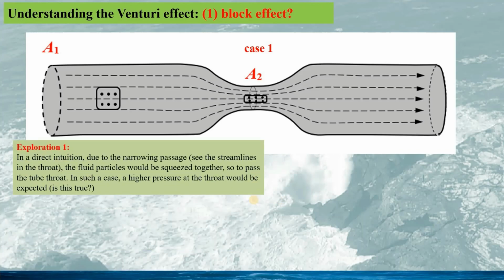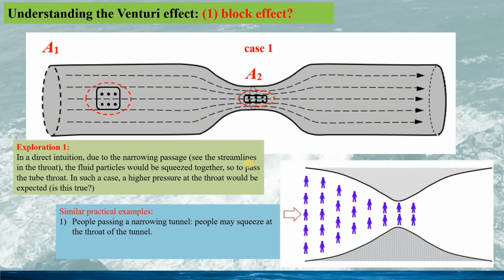In a direct intuition, we may imagine, due to the narrowing passage, we can see the streamlines are squeezed together in the slot. In this case, the fluid particles, see here, would be squeezed like this in the slot. In such a case, a higher pressure at the slot would be expected. Is this true?